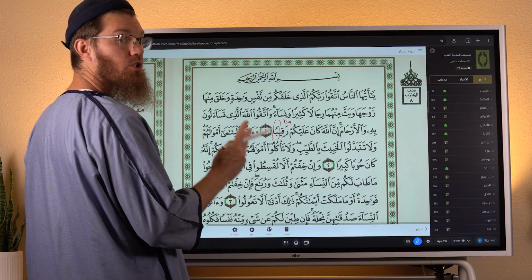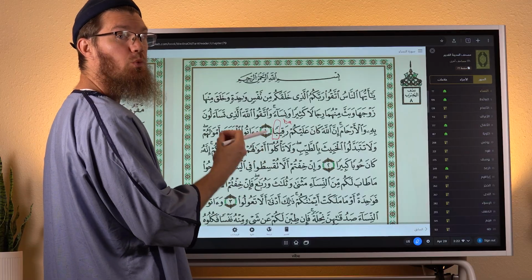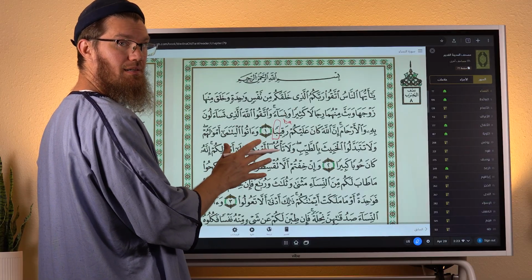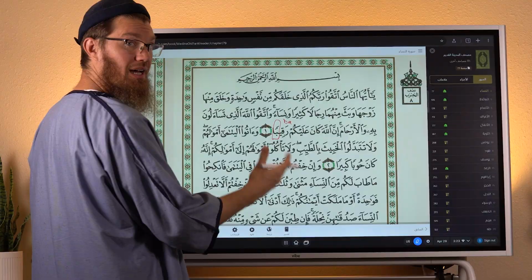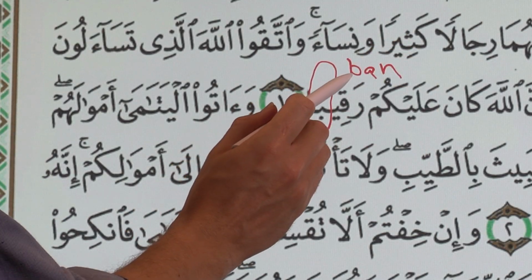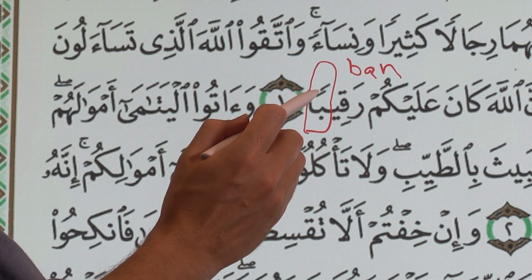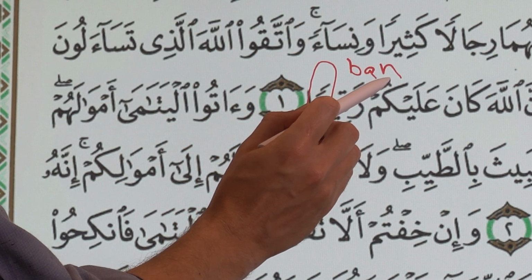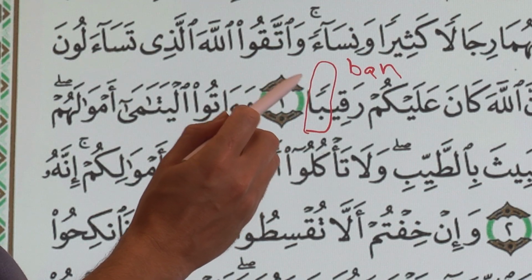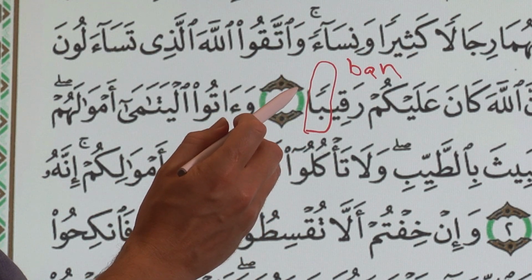What's it called when we have 2 of the same haraka above or beneath a letter? This is called tanween. And that second haraka means we add what sound? We add the N sound. So we have a B for the letter ba, we have an A for the first fatha, and then we have the letter N for the second fatha, which is tanween. So all together, we would pronounce this as ban.